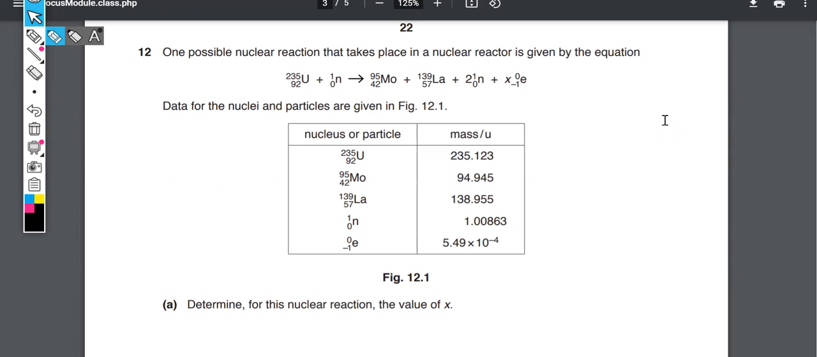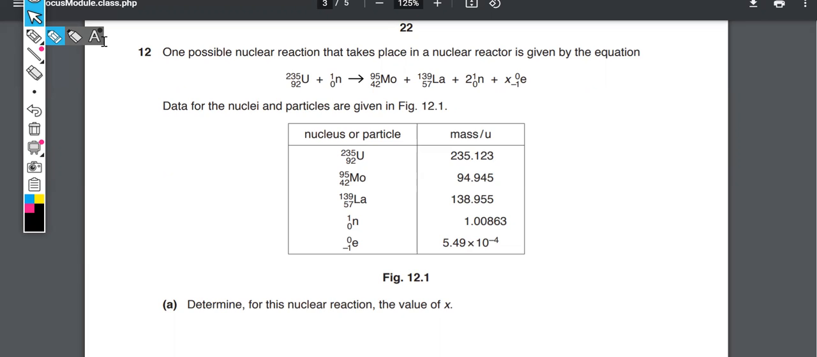One possible nuclear reaction that takes place in a nuclear reactor is given by that equation. Data for the nuclei and particles are given in this table here, and determine for the nuclear reaction the value of X. So we've got to balance everything in terms of proton number and mass number. And so if we see that there's 92 protons down here, but there's 42 plus 57, remember neutrons are not protons, so their proton number is 0. They are in the nucleus though, so they have mass. 57 plus 42 is 99.